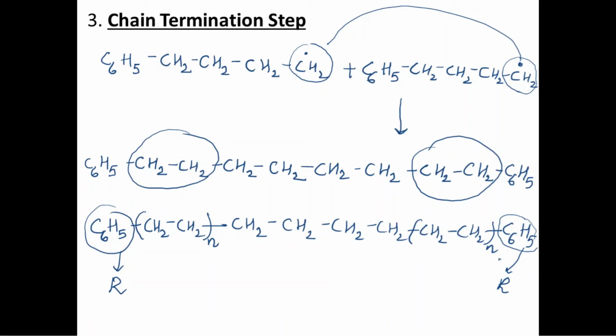I hope these three steps are clear to you. The very first is the chain initiation step, in which the free radical formation takes place. Then the chain propagation step, where the free radical which has been formed reacts with ethene. And third is the chain termination step, where the free radicals join together and lead to the formation of the final product. And lastly, this is the n chain, repeating chains. That is why we write n. n means an infinite number of units of this particular group can be repeated again and again.